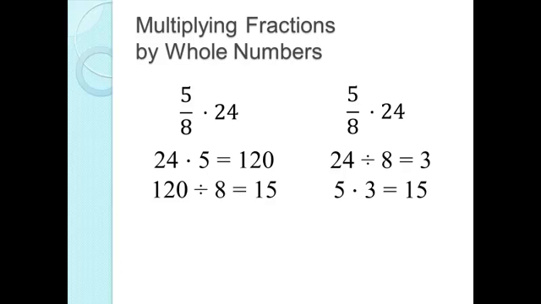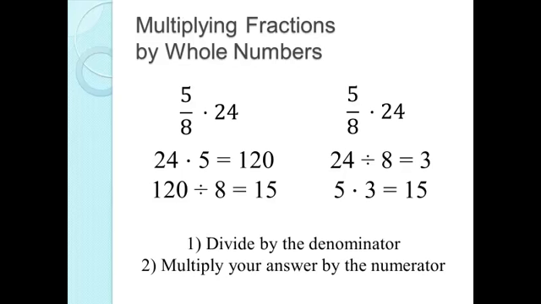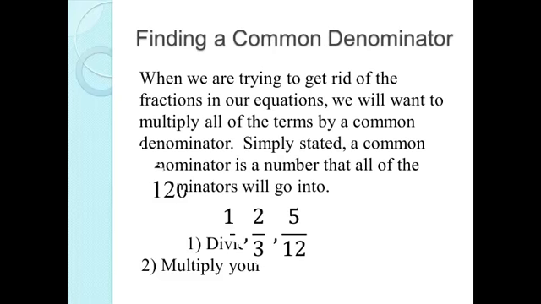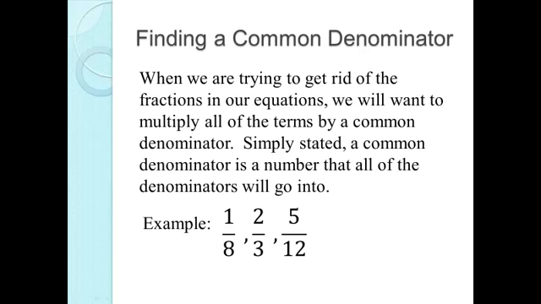In all of the equations we will be solving, we will use the following steps to multiply whole numbers and fractions. First, we will divide the whole number by the denominator. Next, we will multiply our answer by the numerator. When we are trying to get rid of the fractions in our equations, we will want to multiply all the terms by a common denominator.